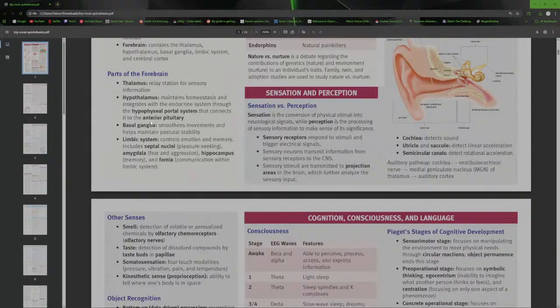All right. And then the basal ganglia, it controls smooth movements and helps maintain posture stability. And then the limbic system we know is for emotion and memory and pleasure seeking. And then we know the amygdala is associated with fear and aggression. Hippocampus is for memory. And the fornix is communication with the limbic system. All right.